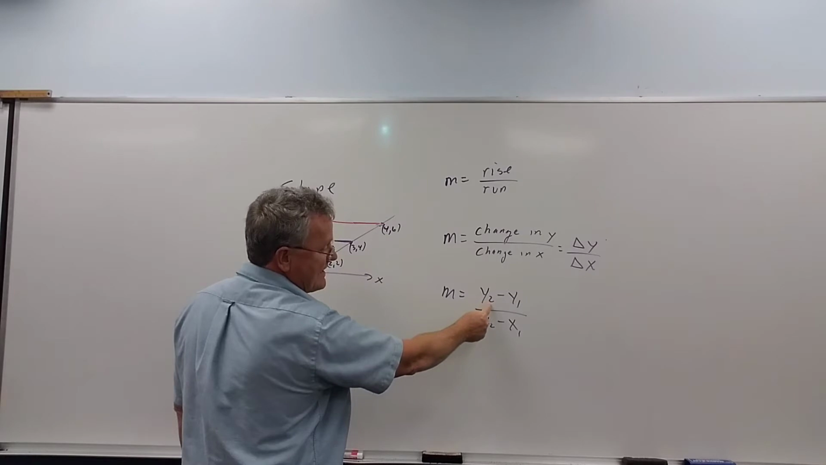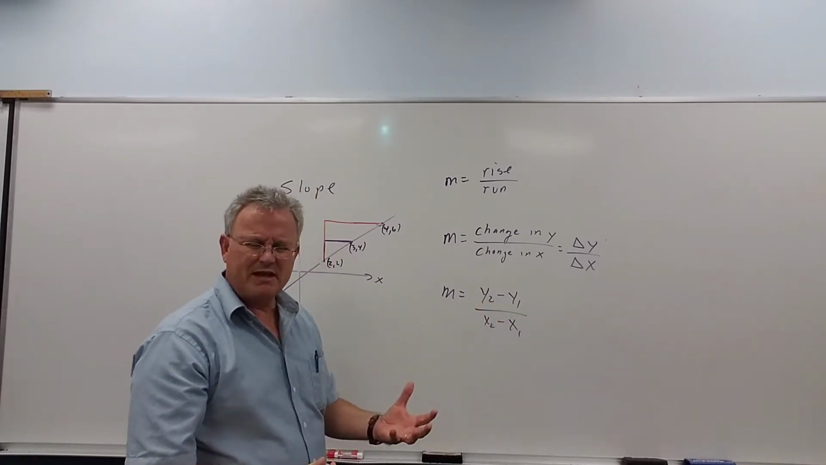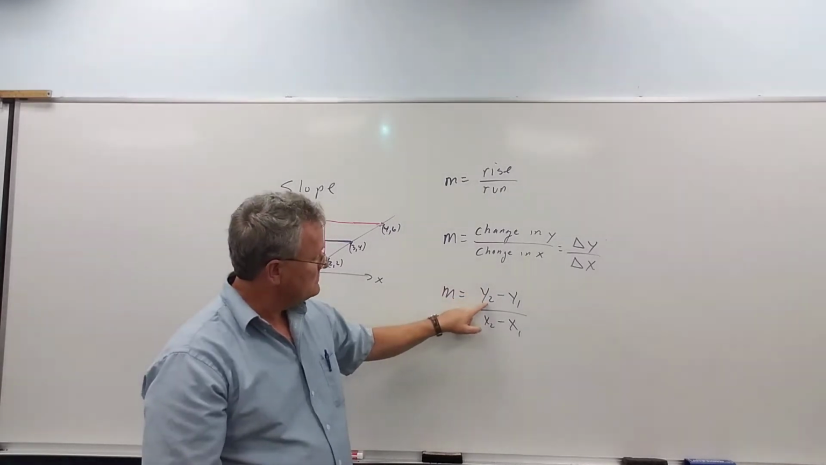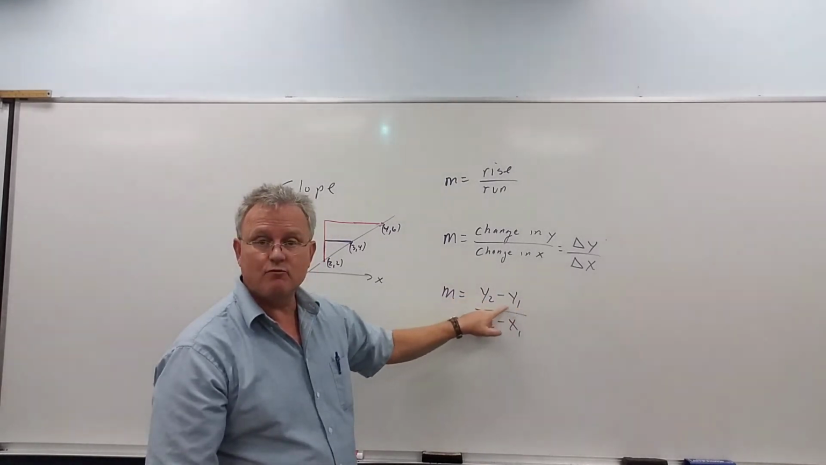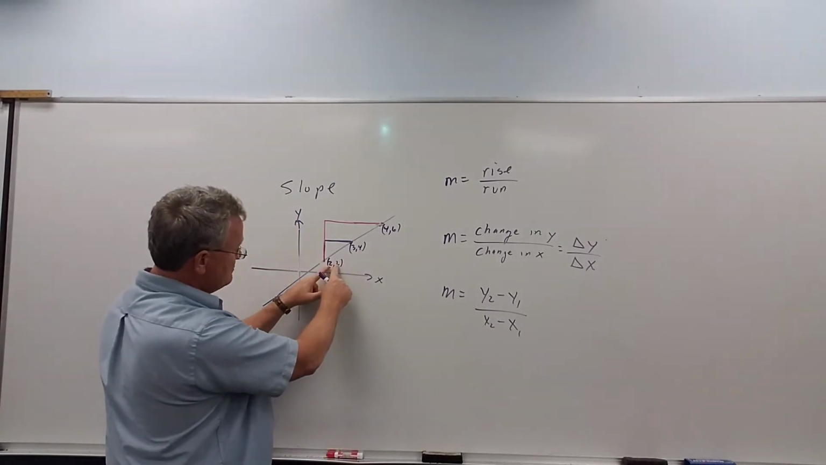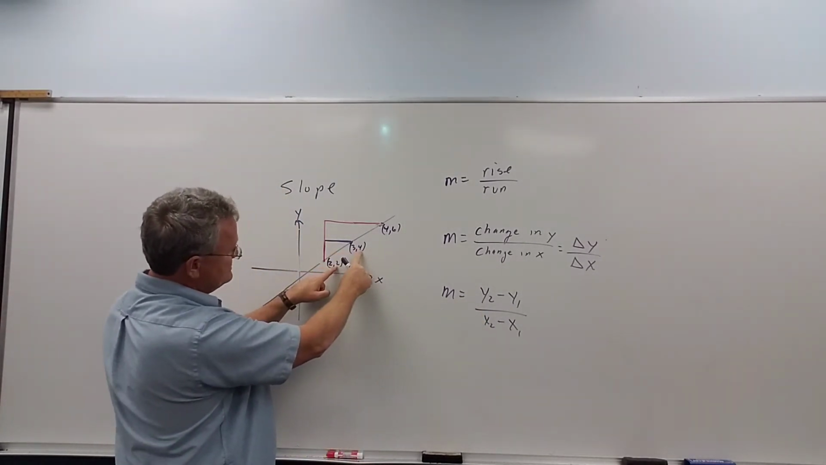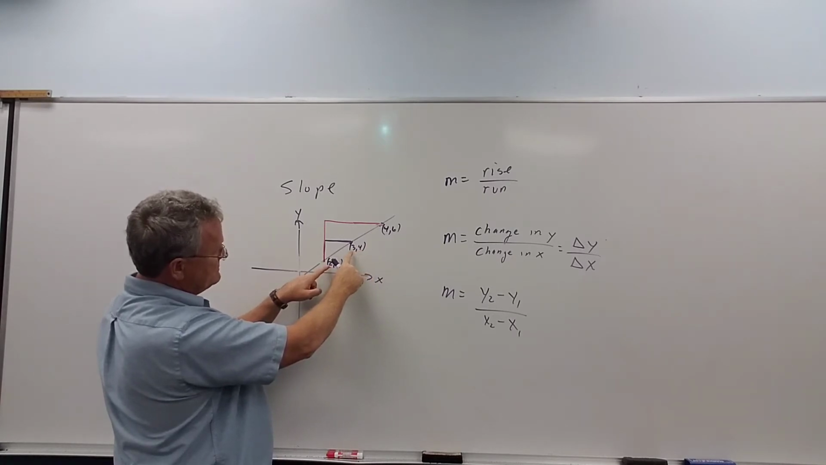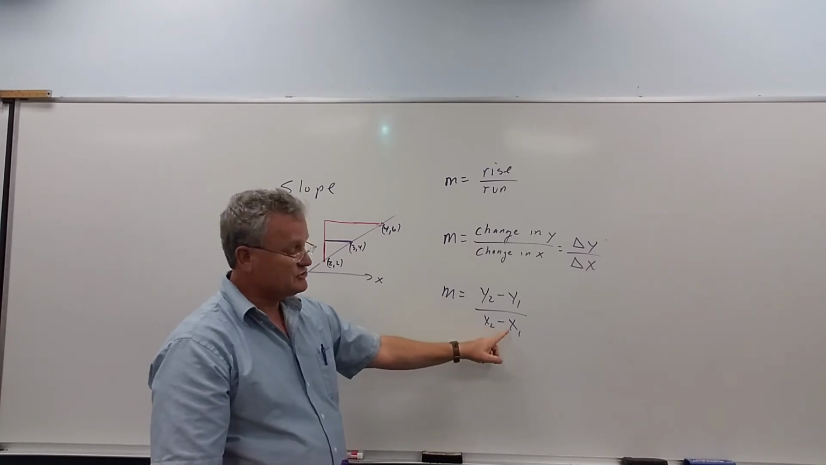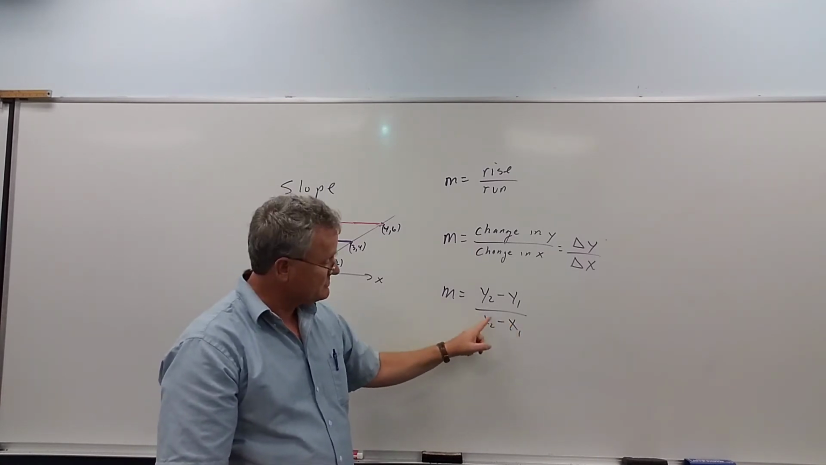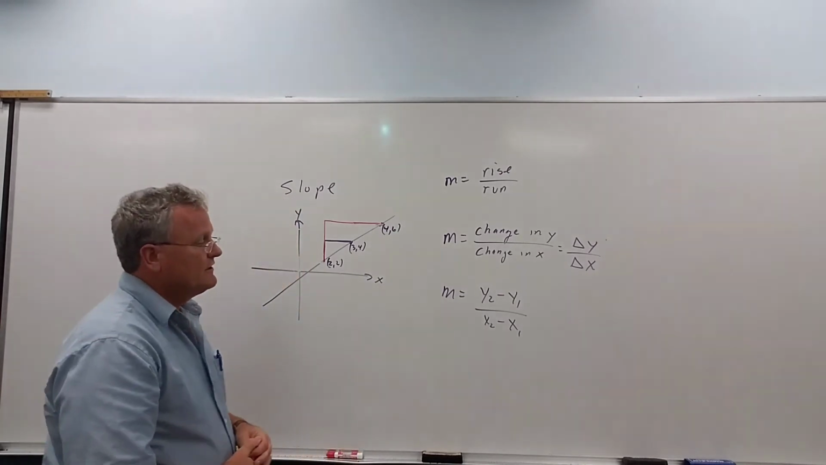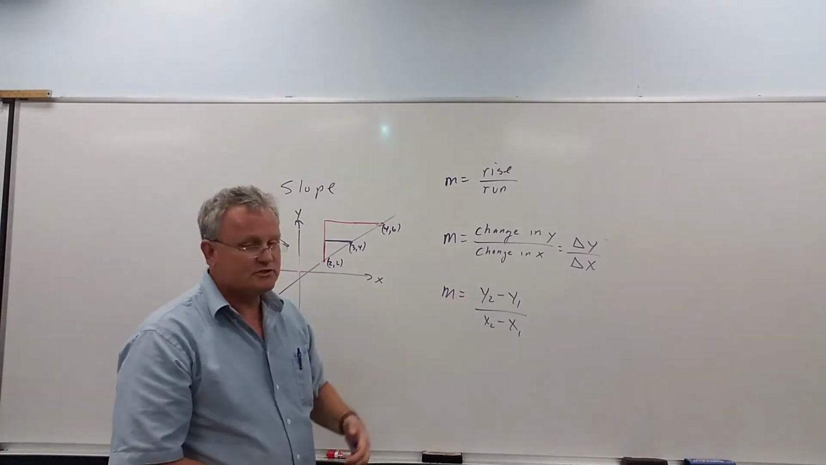Now, these subscripts, what do they mean? This means they're both y values. The different subscripts of 1 and 2 just mean they're different y values. Similarly, x2 and x1 means they're both x values, and the 1 and 2 imply that they're different. So that's what this means.